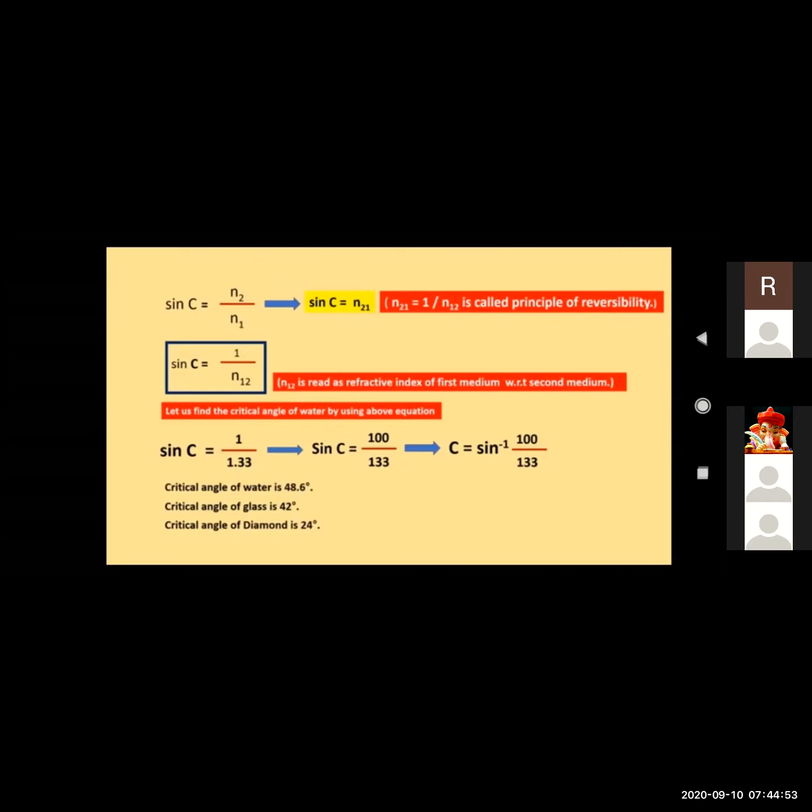Students, look at this slide. At the top you have a formula: sin C is equal to N2 by N1, the formula for critical angle, which implies sin C is equal to N21.